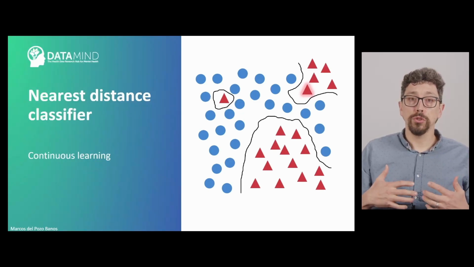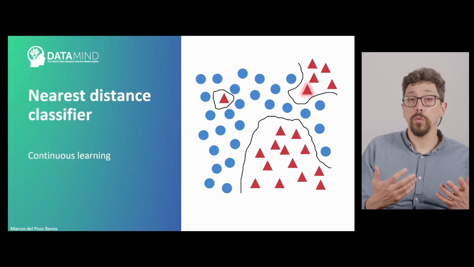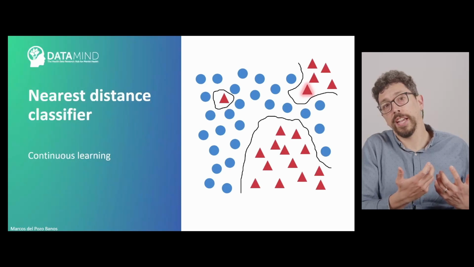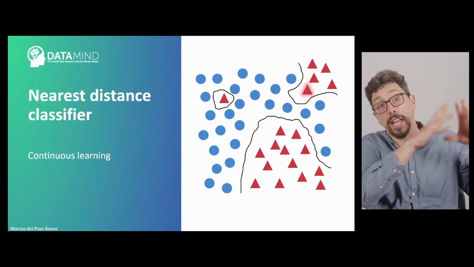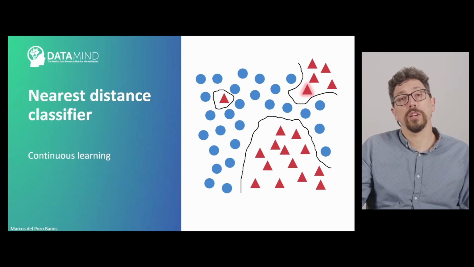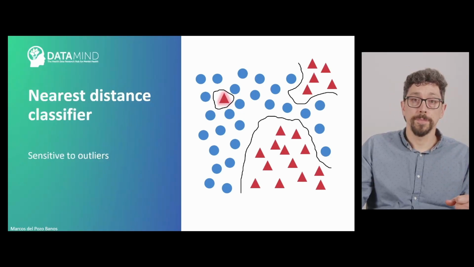And it's easy to implement continuous learning. The only thing we need to do is, if we now have new training data, we just need to add that data to our set of training data, and that's it. Automatically, the decision boundary will be optimized as a result.